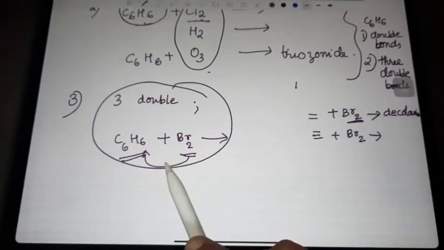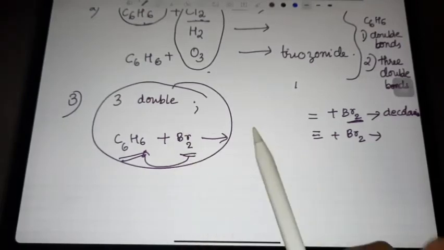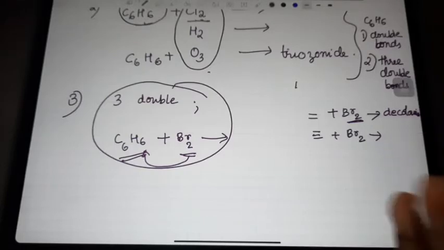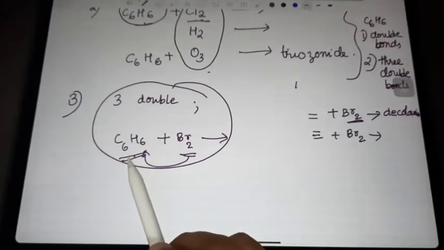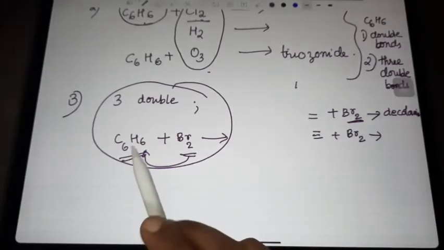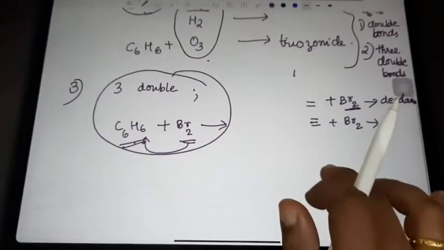So this reaction indicates that the double bonds in benzene are different from the ordinary double bonds of aliphatic compounds. Benzene is said to be an aromatic compound. Alkenes, alkynes and all we are talking about are aliphatic. So the double bonds in benzene differ from the ordinary double bonds of these aliphatic compounds. Then one more case we can say.